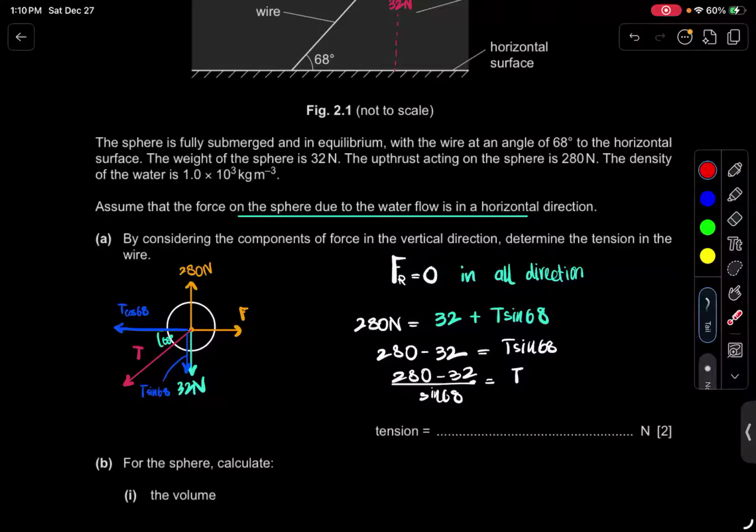You could find out now what F is if you have T, but you cannot find out this first question using the horizontal components. So 280 minus 32 divided by sine 68. So that is right. That is 276. That's right. Moving on.